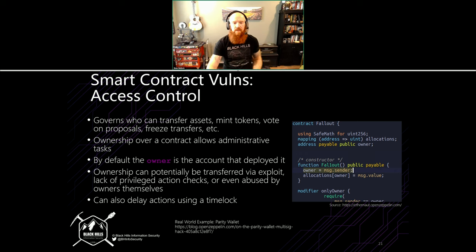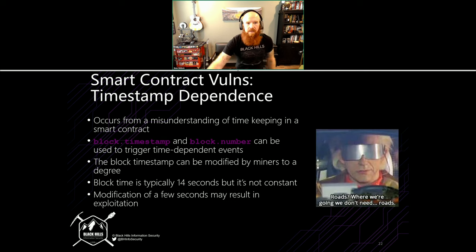These are things to look at as well when it comes to vulnerable code, right? So as you're auditing different contracts, look for things like this fallout function, where the owner equals the message sender. It's a very simple thing. If you call that and you're the one who sent the transaction, it makes you the owner of that specific contract.